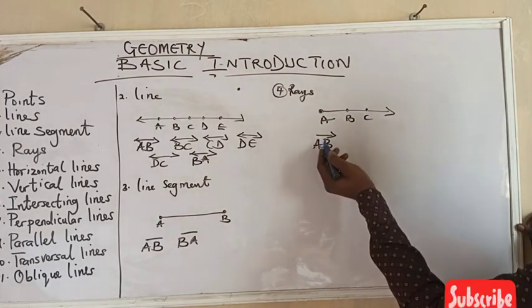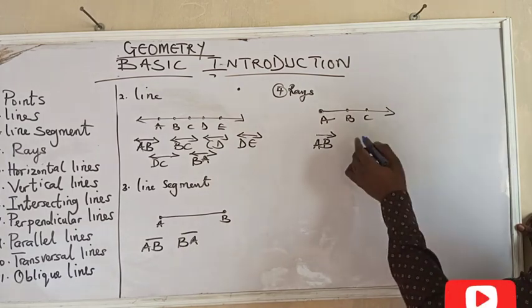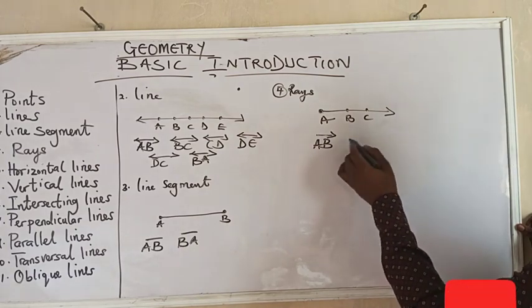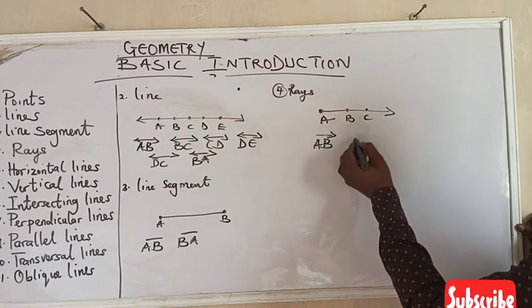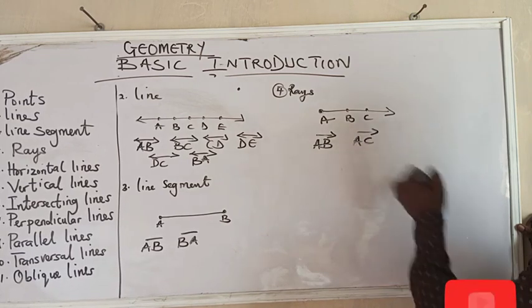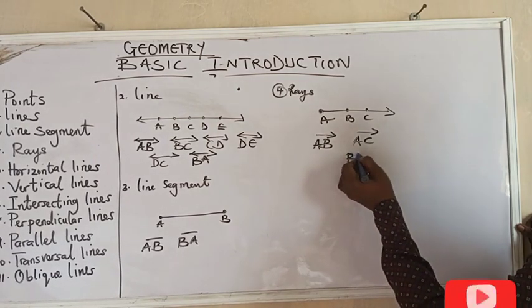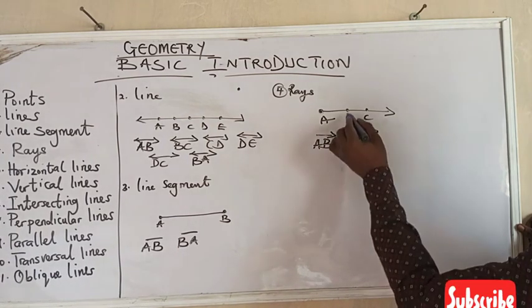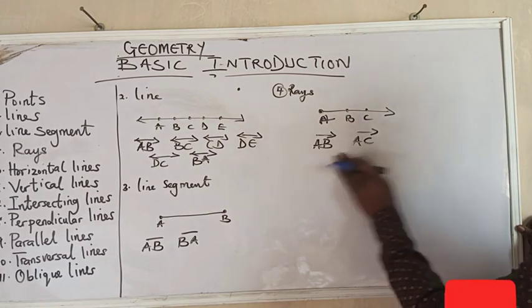So I can say this is AB, and I can as well say that it is AB, and I can as well say this is AC. But I cannot call this BC. Why? Because the endpoint is A and not B.